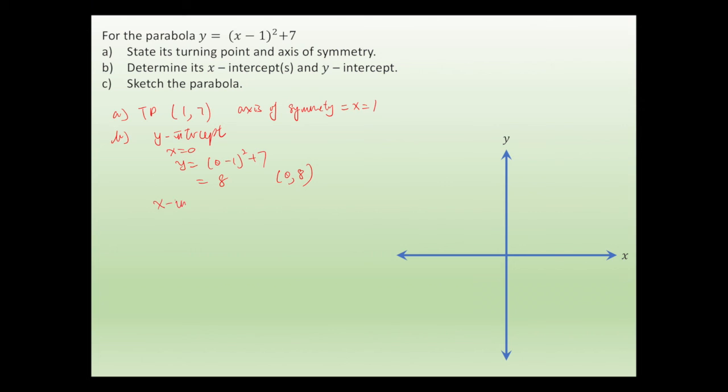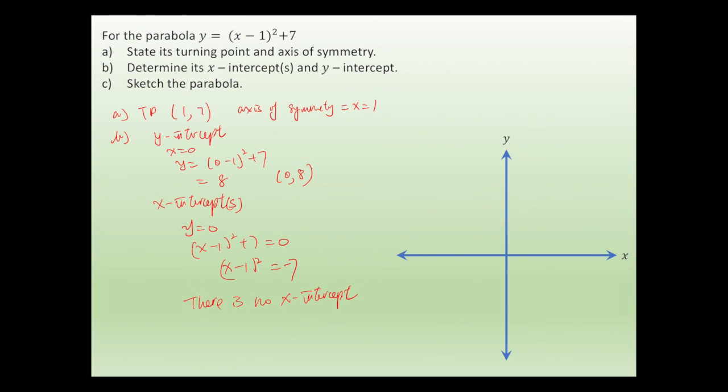And finally, x-intercept. So y equals 0 at x-intercept, (x minus 1) squared plus 7 equals 0. So (x minus 1) squared equals minus 7. Again, there is no solution for square root of minus 7. Therefore, there is no x-intercept.